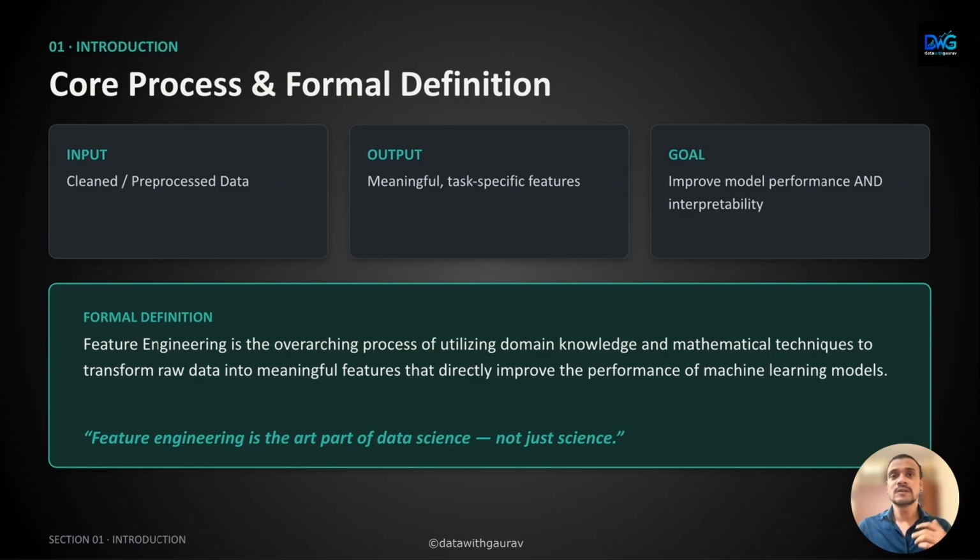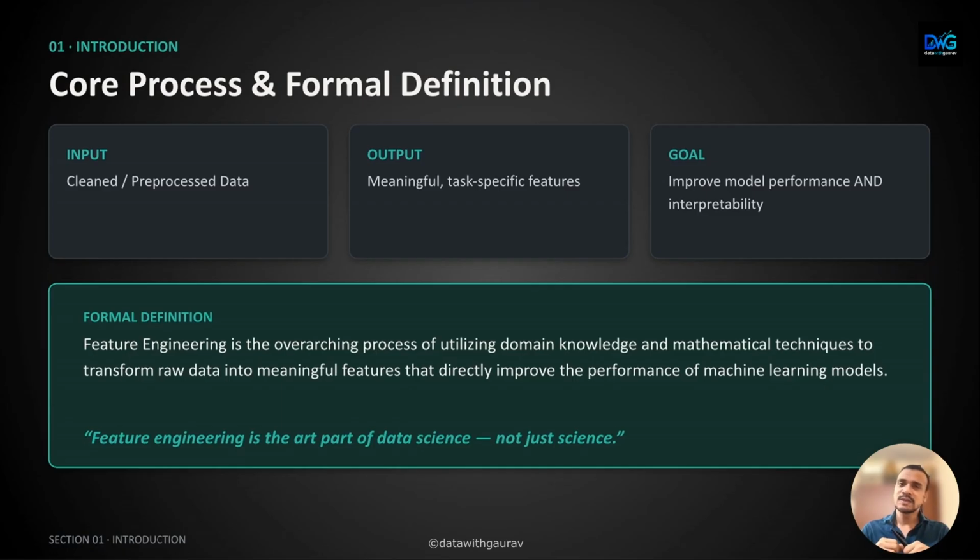The ultimate objective is twofold. First is to improve the model's predictive performance, and second, to make the model easier to understand and interpret by ensuring that the features capture the most relevant information out of that data. So, formally, feature engineering is the process of using domain knowledge along with mathematical and statistical techniques to transform raw data into meaningful features that can improve the performance of machine learning models.